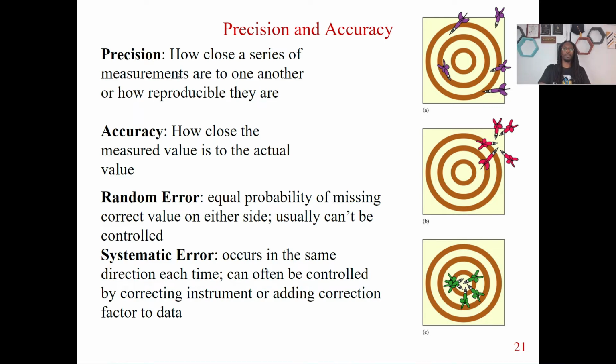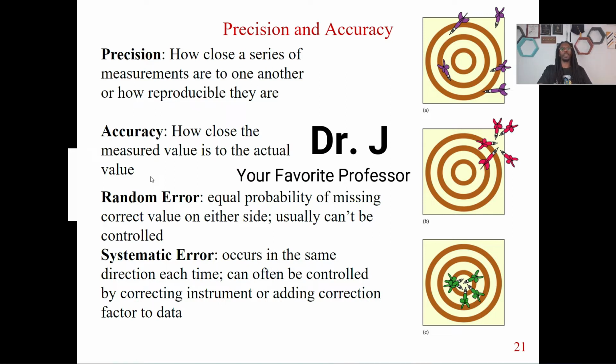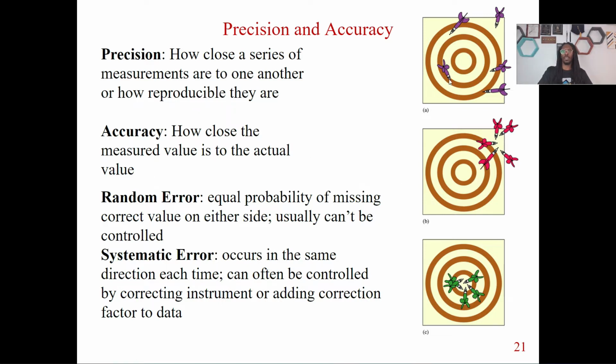So let's compare that. Let me talk about accuracy real fast before I do the comparison. Accuracy is how close the measured value is to the actual value. The actual value. Somebody's at the darts.